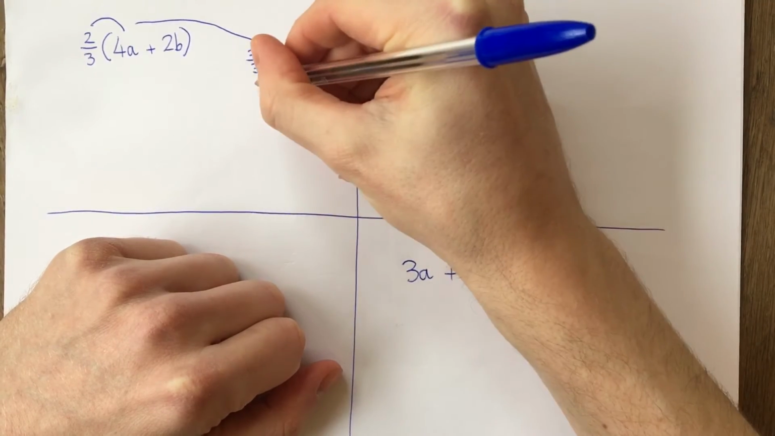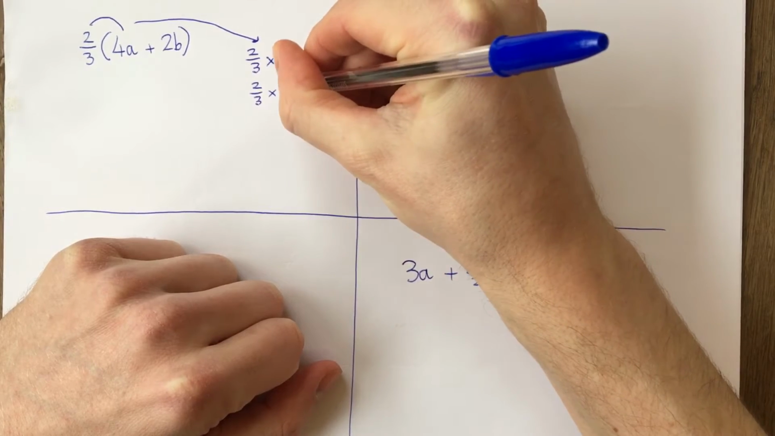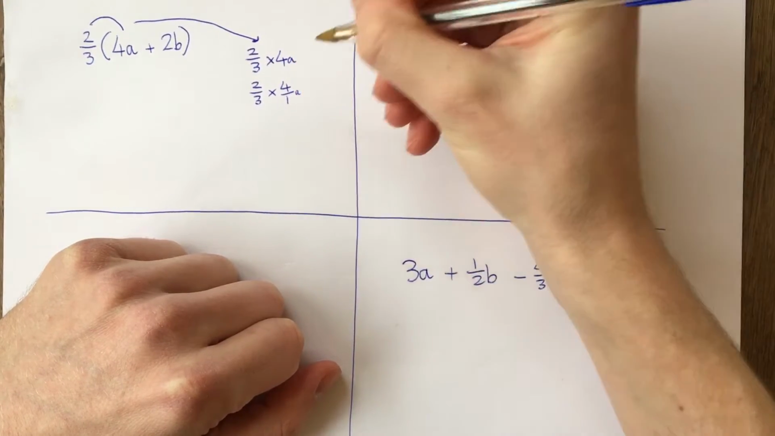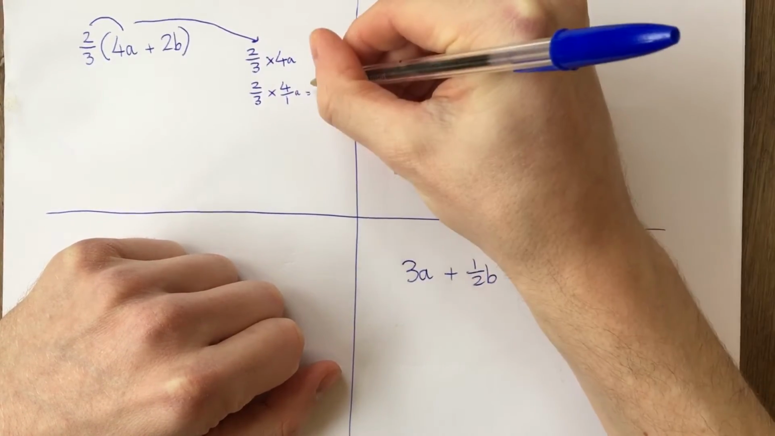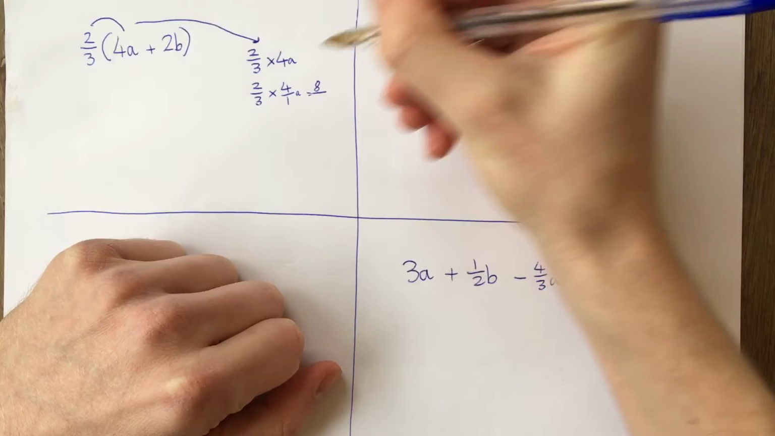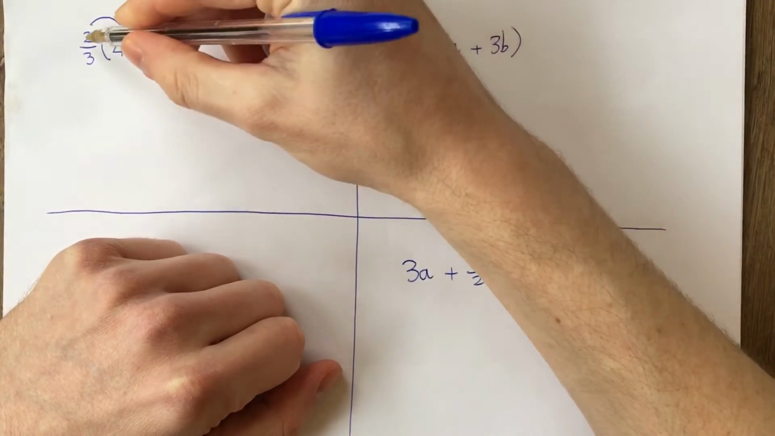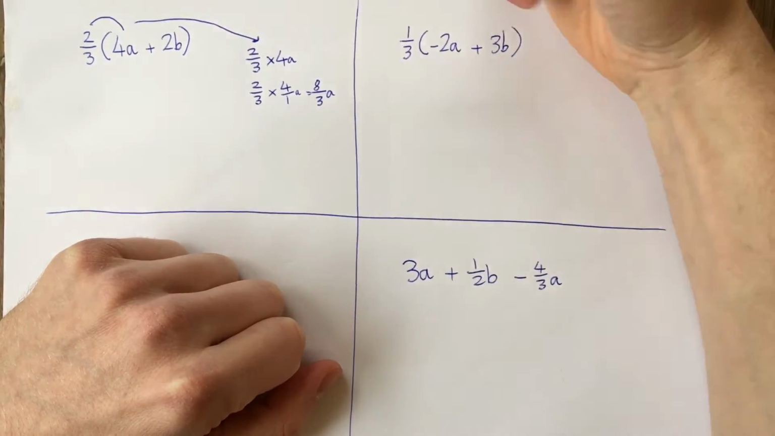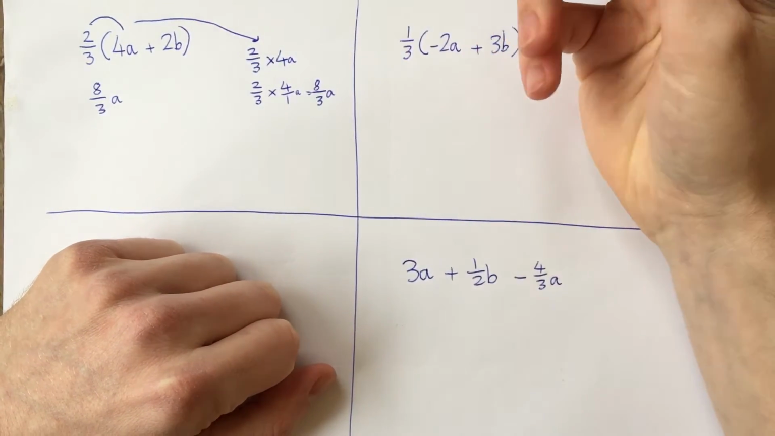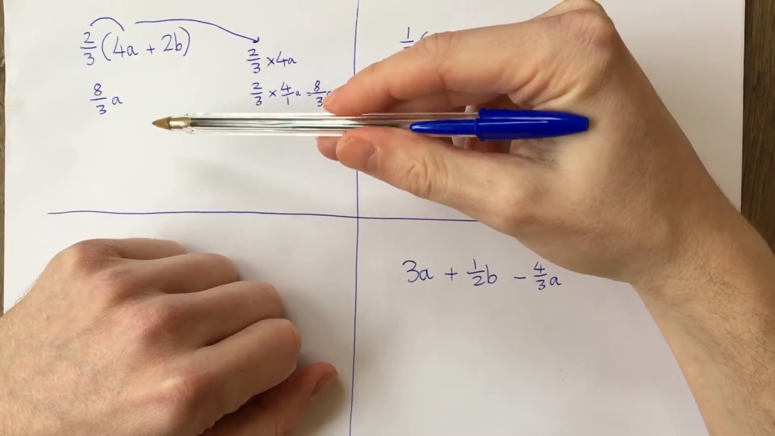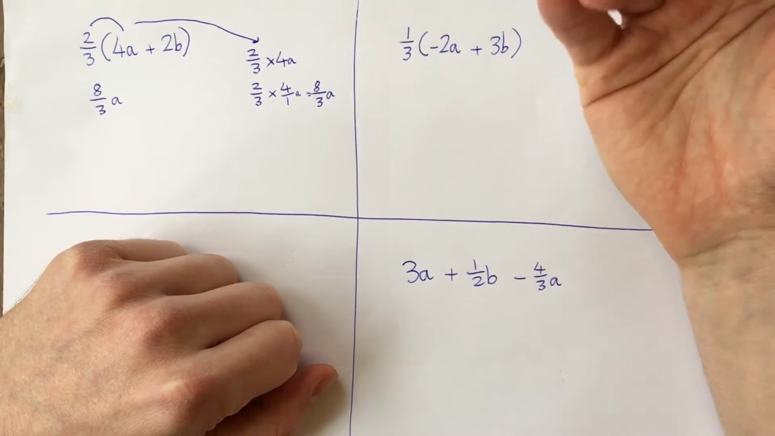Now the best way to deal with it is to firstly ignore the a and go 2 over 3 times 4 over 1a, because 4 is the same as 4 over 1. 2 times 4 is 8. 3 times 1 is 3a. So when you expand 2 over 3 times 4a, that is 8 over 3a. Now, a lot of you might think, well, that is the same as saying 2 and 2/3. It is, but in vectors, I think it's nicer that we leave it as improper fractions, okay?